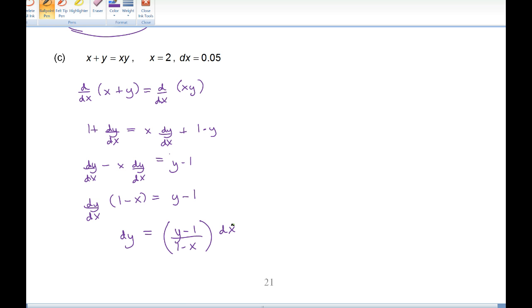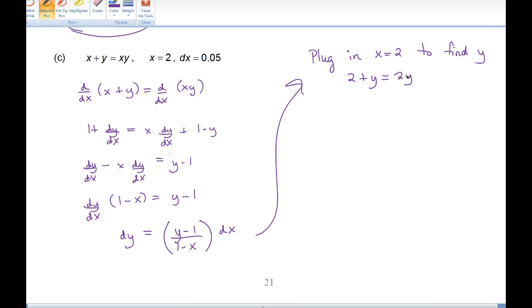Okay, now what? Oh, so now we have an issue because we don't know what y is. Can we figure out what y is pretty easily? Yes. So just plug in x equals 2 to find y. So 2 plus y equals 2y. So y equals 2.